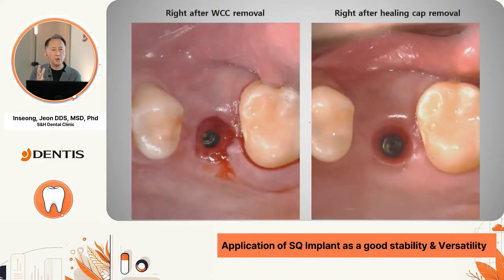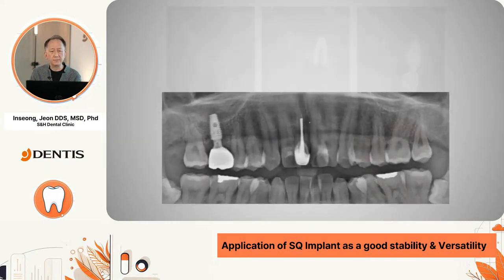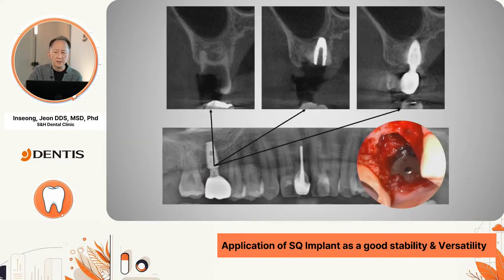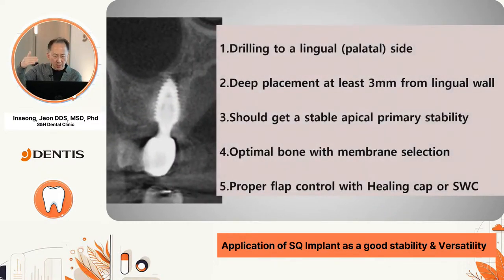So this is right after saber-wide cap removal and then one week of healing cap controlling the period. And then this is the result. From the CT, the bone is highly stable here. Your implant position is a little bit to the palatal side, deep placement, simplifying GBR here. Drilling to the lingual palatal side, deep placement at least 3 mm from the lingual wall. I recommend 3 to 4 mm.